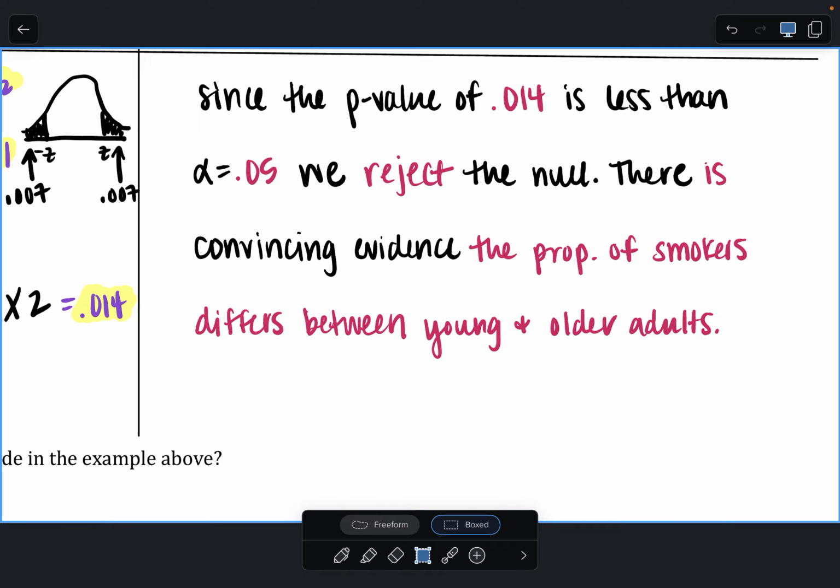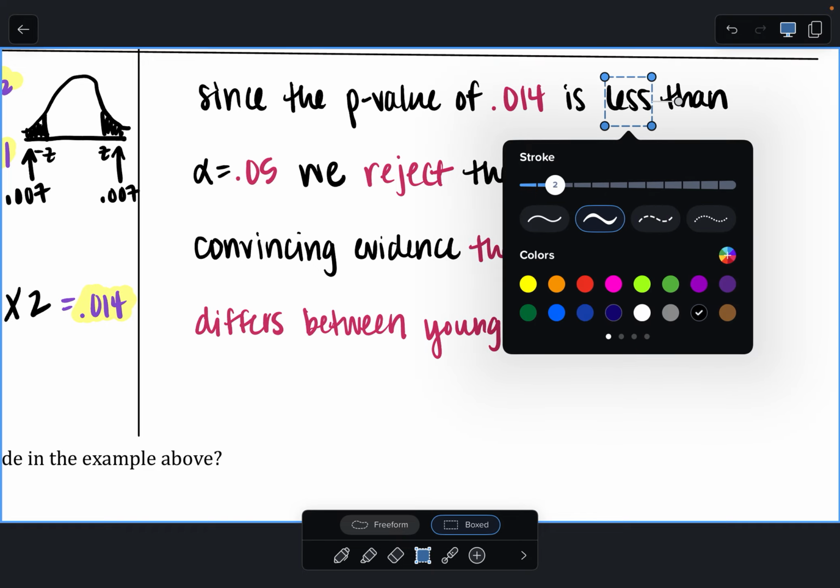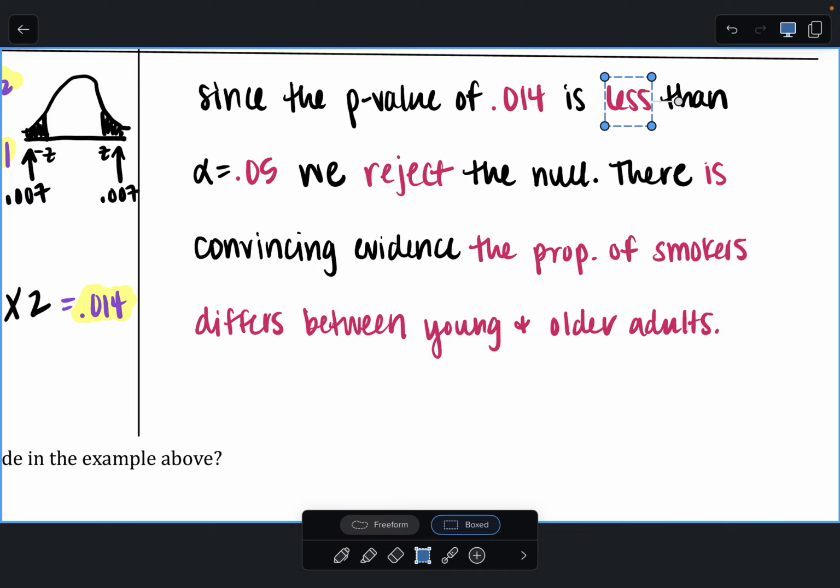One of the other blanks that I do typically have is the "less" part, so I'm going to change the color of that. Since the p-value is less. If it was greater, we would fail to reject, and you would not have convincing evidence.